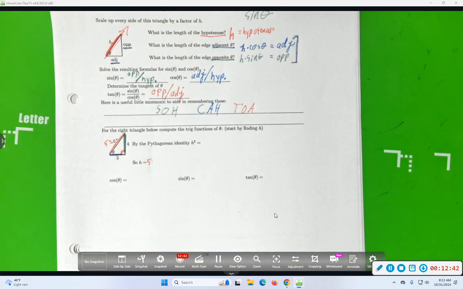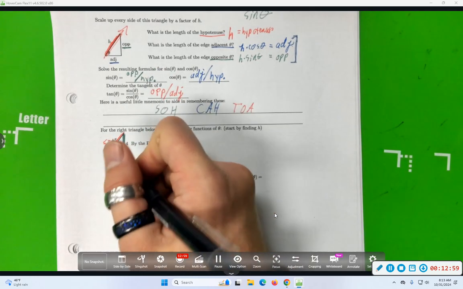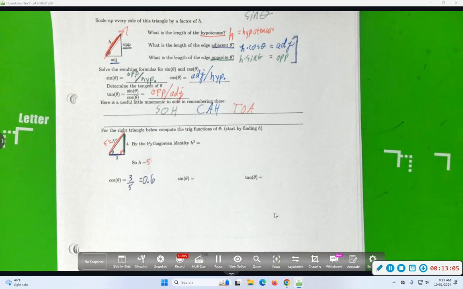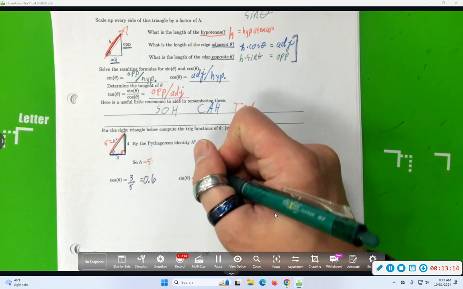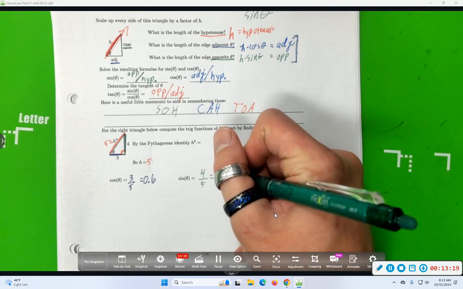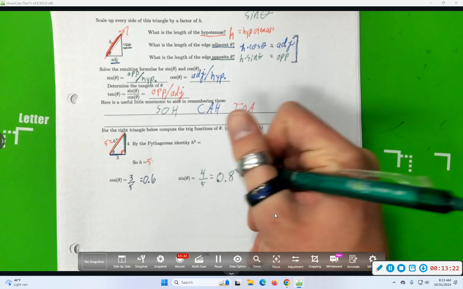All right, is that enough information to tell me cosine theta? So let's see, SOHCAHTOA. Cosine is adjacent over hypotenuse. So what's the cosine of this angle? 3/5. And if you're the type of person who really wants to turn things into decimals, you can. Sine theta? 4/5. And again, if you're the type of person who really wants to turn things into decimals, I guess that's 0.8.